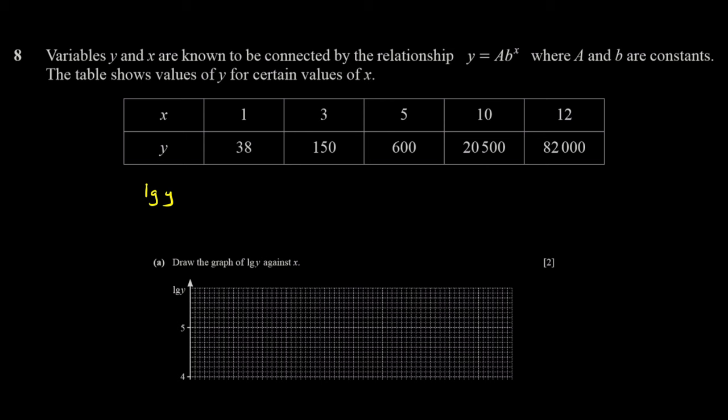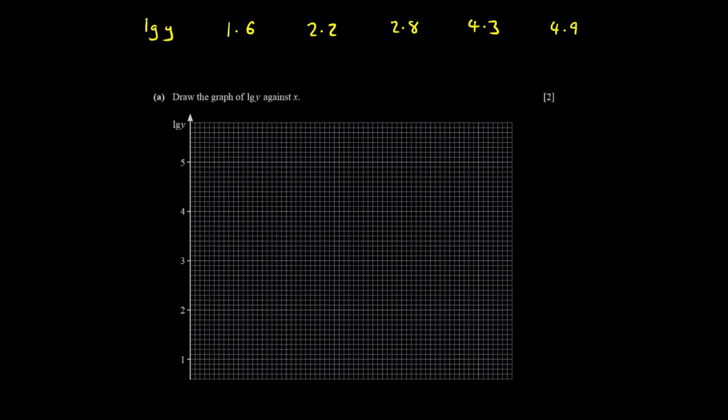So log 38 is 1.6. Okay, it's close enough. Log 150 is 2.2. Log 600 is 2.8. Log 20500 is 4.3. And log 82000 is 4.9. Okay, I've only done it to one decimal place because I know that on my graph, I can only realistically draw it to an accuracy of one decimal place.